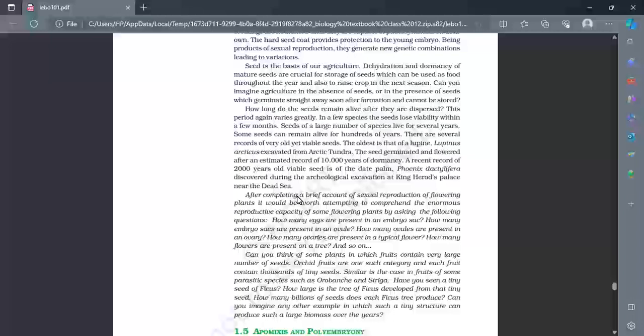So till the time the plants attain that favorable condition, they're going to preserve that seed, and that preservation is done through a very, very interesting phenomenon, and that is dormancy. Remember this term, dormancy. The dormancy can last for like 10,000 years, they are talking about. So you can understand, 2,000 years, recently they've discussed the 2,000-year-old viable seed.